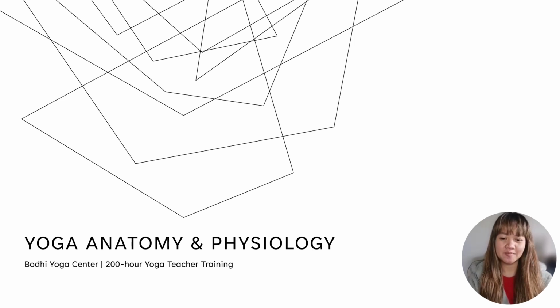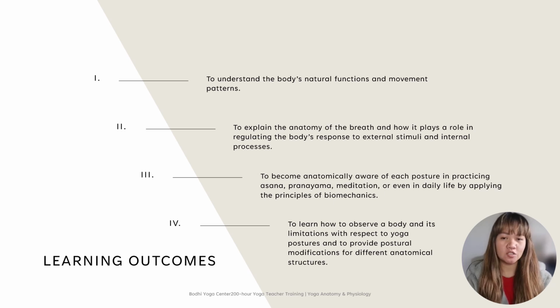Let's begin. For this module, we will focus on functional movement, and we have four design outcomes. First, we want you as future yoga teachers to understand the body's natural functions. So in this module, we will learn about the human body from the most basic structure, which is the cell, up to when the cells have formed a group of organs, which is our bodies. We will also try to understand our body systems' natural functions as well as our natural movement patterns.